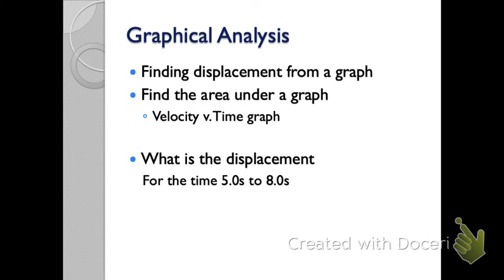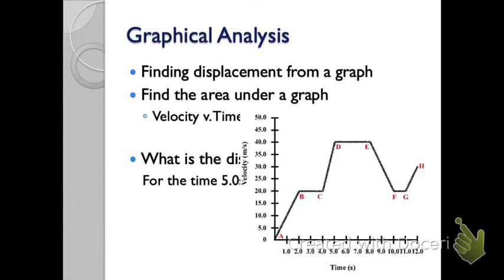I'm going to look at what's my displacement from 5 to 8 seconds on this graph right here. So I've got to find where 5 to 8 seconds is. 5 seconds looks like it's at D, and 8 seconds looks like it's at E. So that means I'm going to find the area of that shape. Is that a simple shape for me to find the area of? Yes. Okay, so I'm going to take length times width.